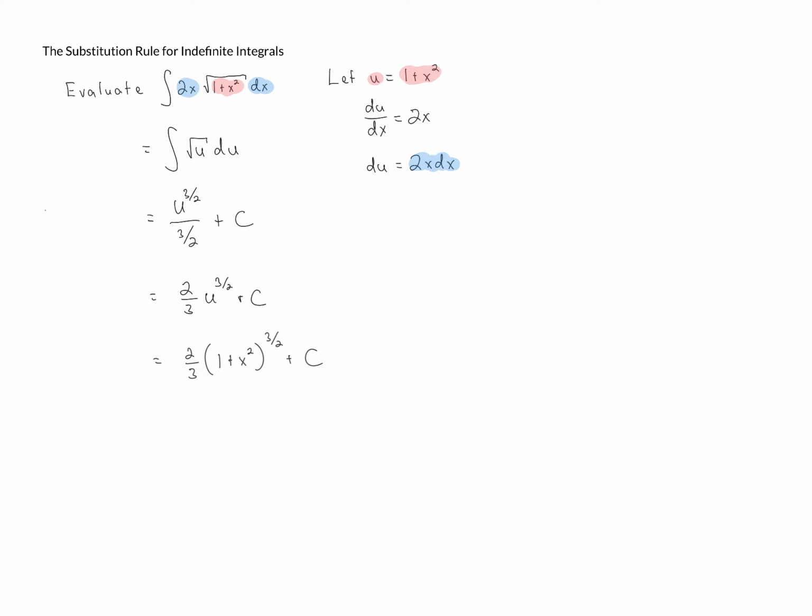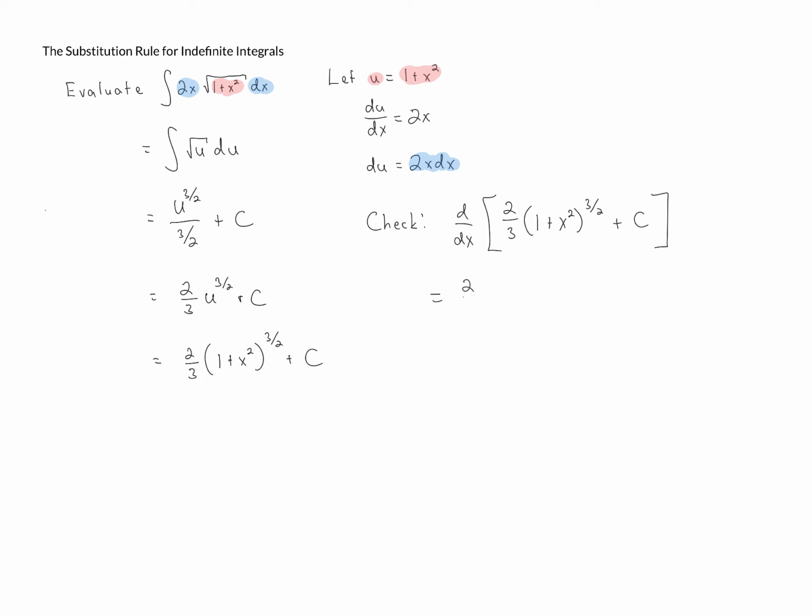Now, if we want to check if this answer is correct, remember, we can always check an indefinite integral by differentiating the result and seeing if we get the original integrand. So let's go ahead and check our work here. We can do that by differentiating the new function, 2/3 times the quantity 1 plus x squared to the 3/2 plus a constant. If we want to differentiate that, well, the derivative of a constant is 0, so we can ignore that.